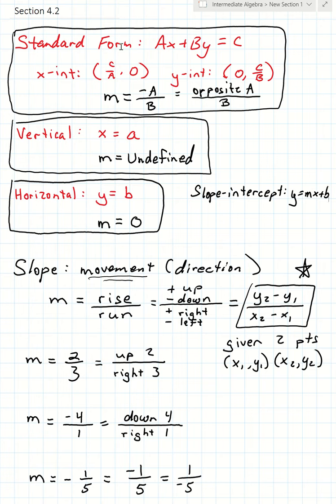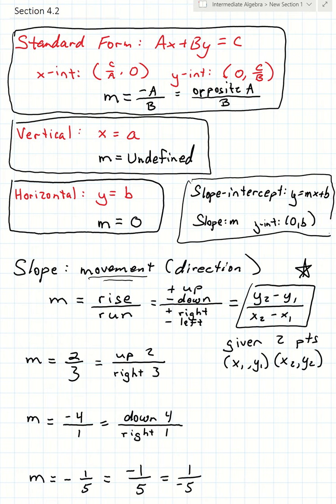Okay, so it looks different from standard form. It still has two variables, x and y, okay, but with slope-intercept form, y is by itself. And if it's in slope-intercept form, we can get the slope, which is m, and we can get the y-intercept, which is 0, b. Okay, so that is all the information about our linear equations.